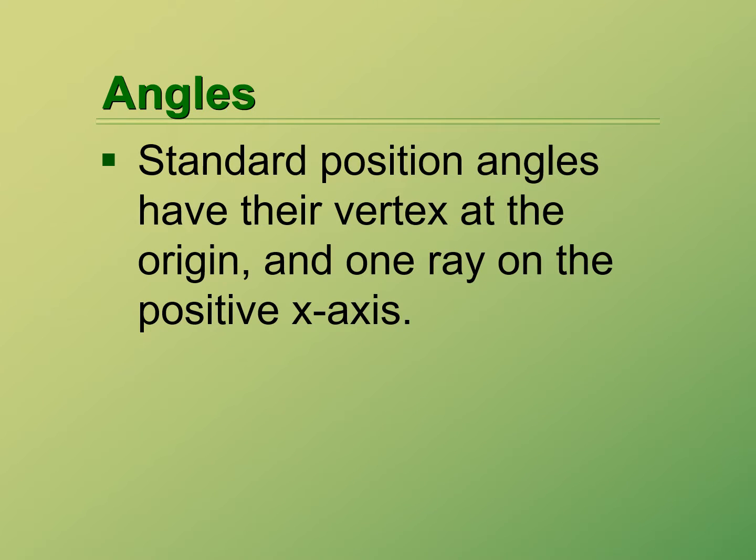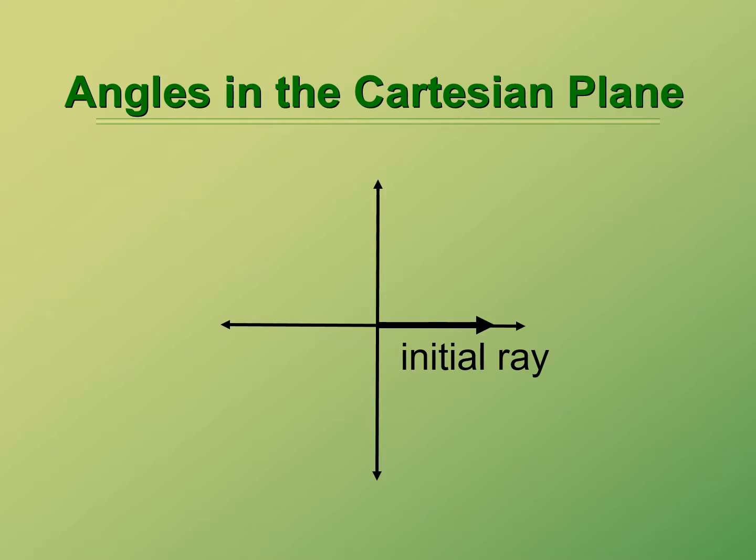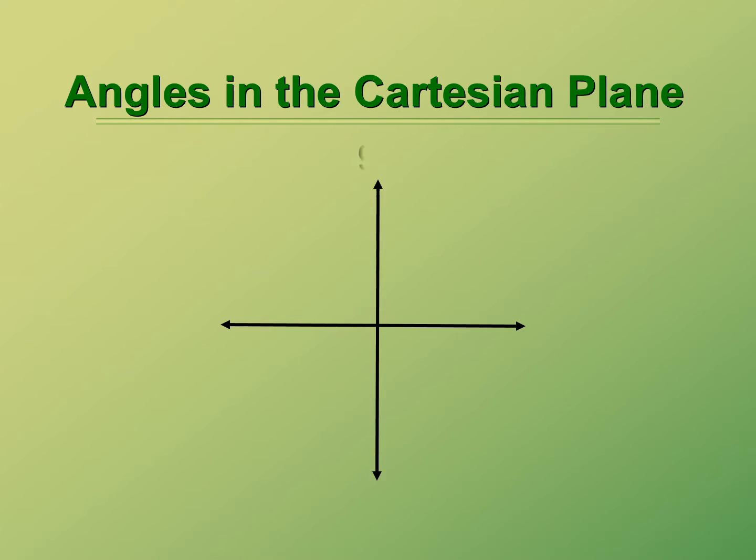So the first thing we have to know is what a standard position is for an angle. Standard position angles have their vertex at the origin, and they have one ray on the positive x-axis. And then the other ray is what we call the terminal ray. So here's our initial ray, which is going to be on the positive x-axis, and here's our terminal ray. We call the angle between the initial ray and the terminal ray theta, and that little symbol is what theta represents.